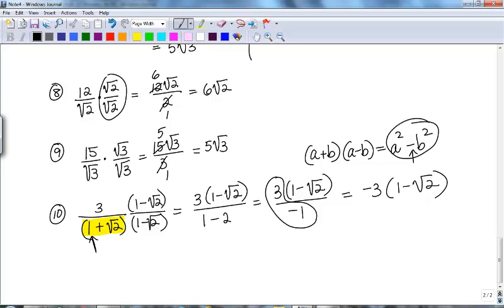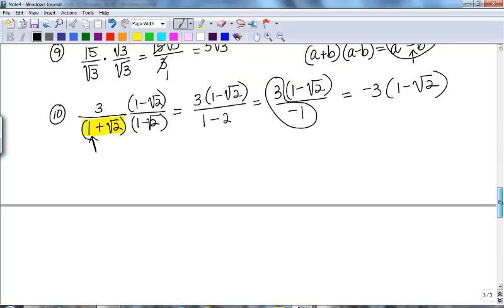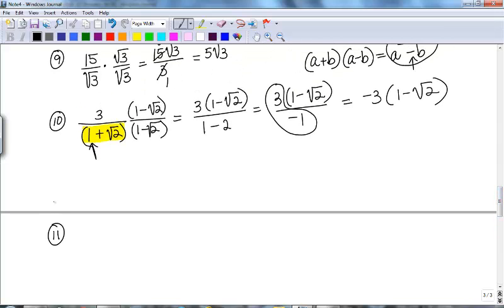Let's try one more like that. Let's say I give you 6 over 2 plus radical 3. Oh, let's change that sign. Let's change that so it's minus. So what you multiply by is 2 plus radical 3, top and bottom, because what you're really multiplying by is 1.